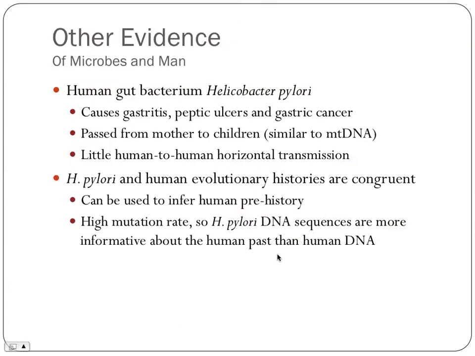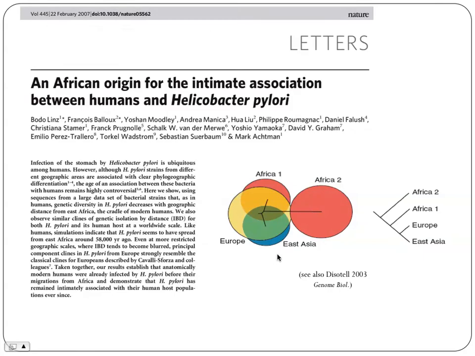There is evidence from other sources as well. Many humans carry within their stomach an organism called H. pylori, Helicobacter pylori, and this is spread typically within families from parents, mothers to children, and it's got a very high mutation rate. So if you look at H. pylori sequences from around the world, you can try and reconstruct human migrations as well.